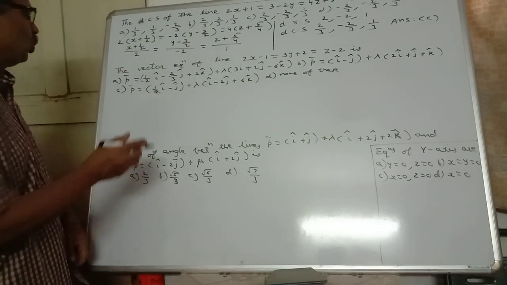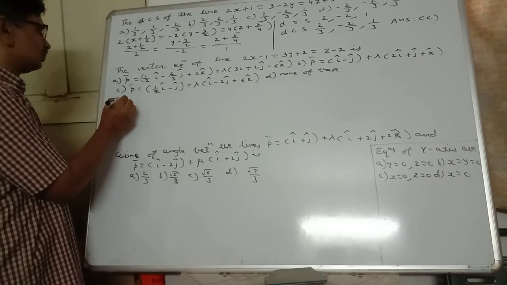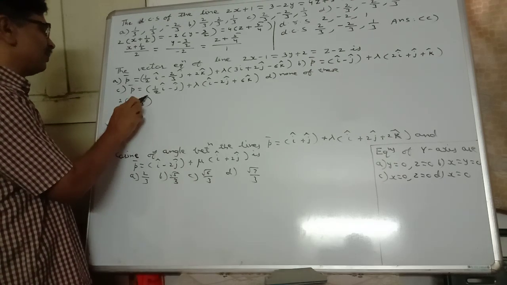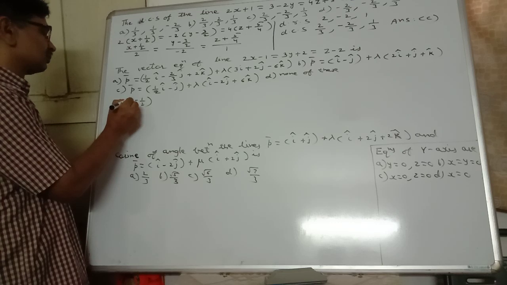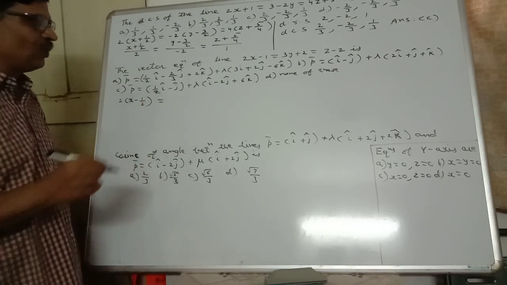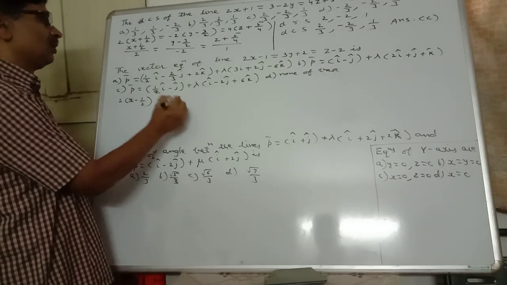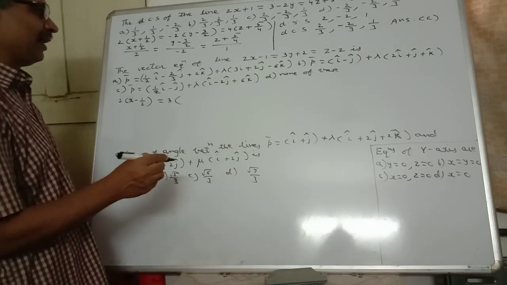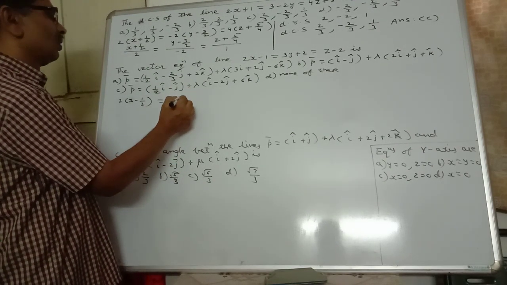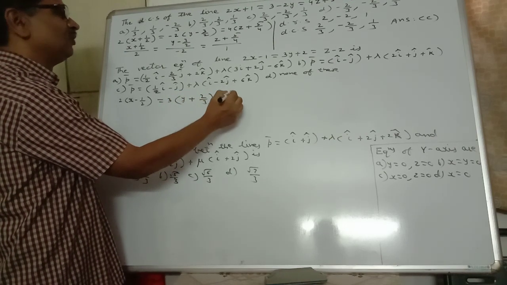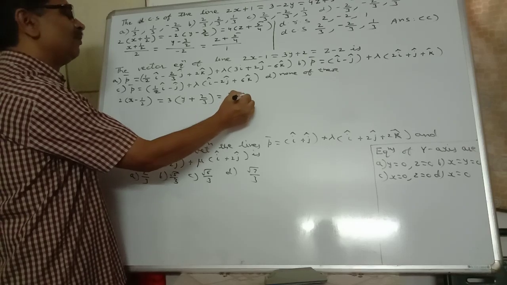So here take 2 common: 2 into bracket (x - 1/2) is equal to, here take 3 common, 3 into bracket (y + 2/3) is equal to z - 2.